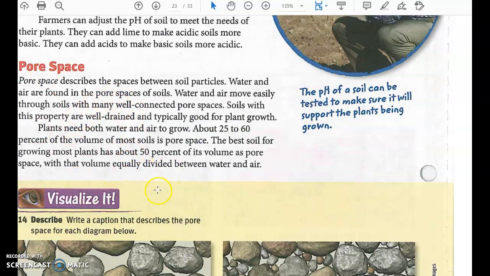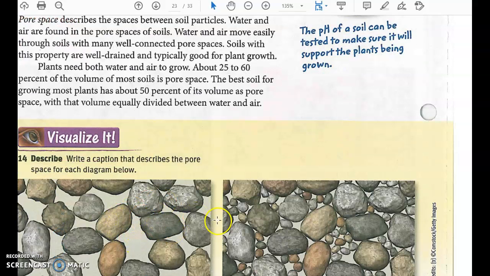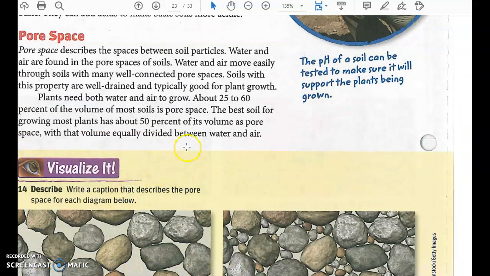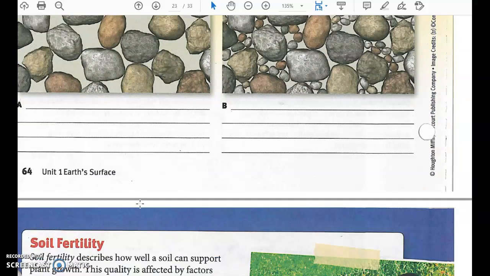So pore space, there's no questions on pore space, but it talks about how some soils are kind of pushed closer together on the right, and in some soils the particles are spread further apart. But one interesting fact here is that the best soil for growing plants has about 50% of its volume as pore space. So half of the total soil is pore space, which allows for the water to get to the roots of the plant. So one way we can create more pore space is to have those earthworms in there and those animals burrowing their way through the ground.